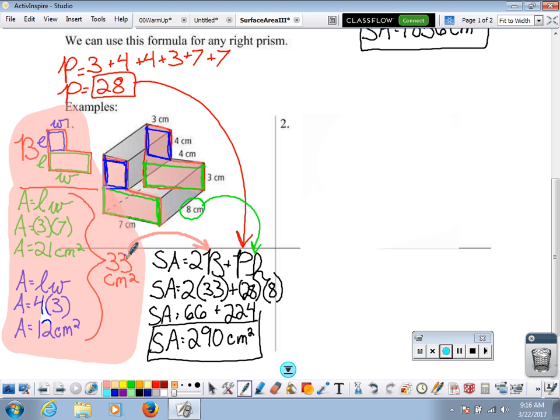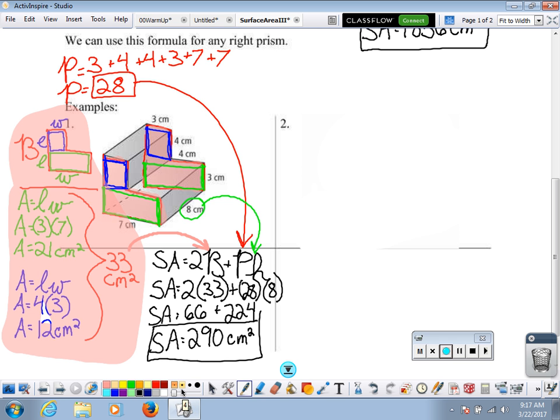Then we need to find the perimeter of that L-shaped base. Now that one's a little bit easier because that's just adding up all the sides. And then finally we need the distance between those 2 bases. And then, lastly, we can sub those into that surface area formula. Okay?